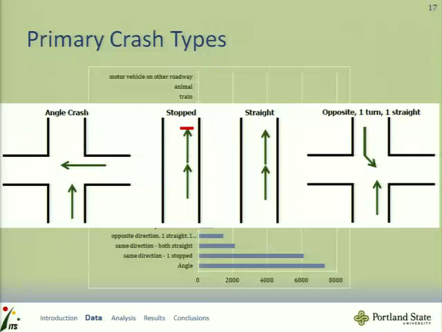Stopped crashes and straight are fairly the same thing. These were cars going the same direction and one overtakes the one in front of it, either a car that's already stopped or one that's still in motion. And the fourth most common one was cars that are going in opposite directions, but one is turning across the path of the other.